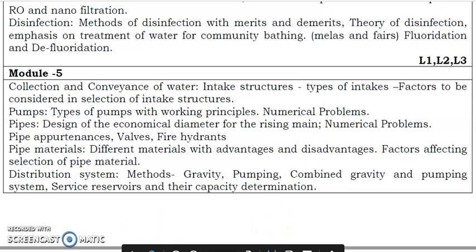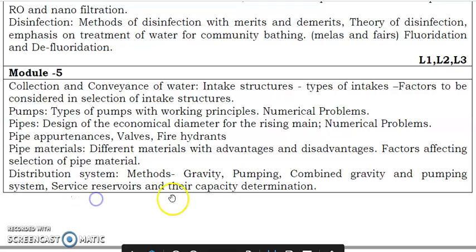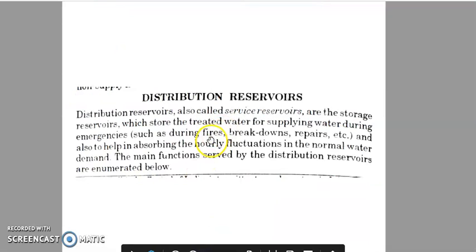Hello friends, in the last video we were discussing the different methods of the water distribution system, and we have covered the gravity system, pumping system and combined gravity and pumping system. Now today let's see what you understand by service reservoirs and how to calculate the capacity. Alright, so let's start with distribution reservoirs and service reservoirs.